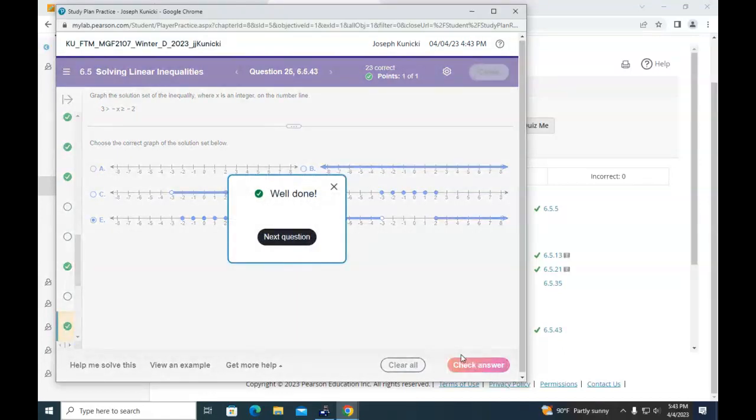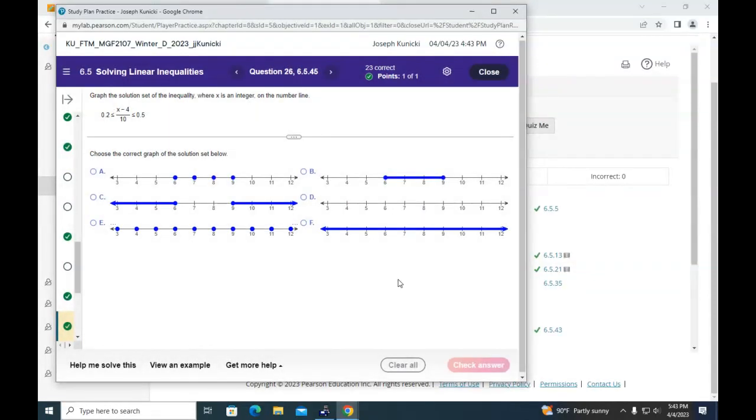Sounded good to the computer too. I'm sorry? I said it sounded good to the computer too. Yeah. I love the little messages they do.